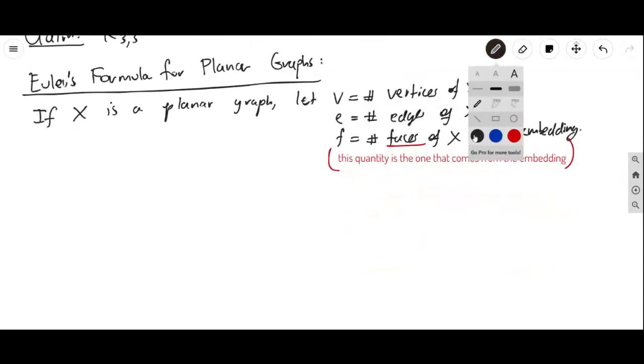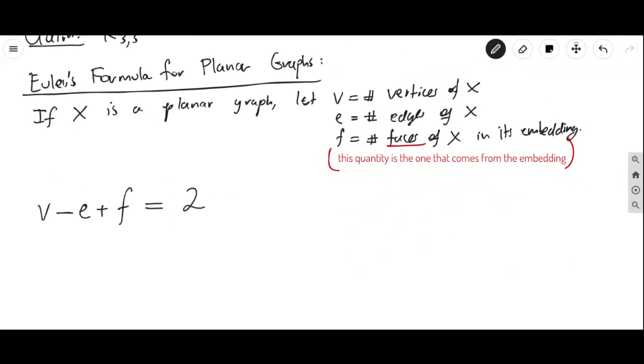And Euler's formula for planar graphs says that if you take vertices minus edges plus faces, you get something surprising: it's again equal to this mysterious number 2 that we've seen before. You would think there has to be a relationship between this formula and the previous one. Last time we talked about Euler's formula for polyhedra, but this is Euler's formula for graphs. Because they look so similar, there has to be a relationship between the two formulas, and there is, and we'll explain it. But first, I want to show you an example.